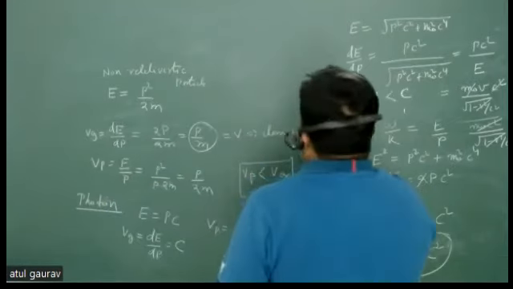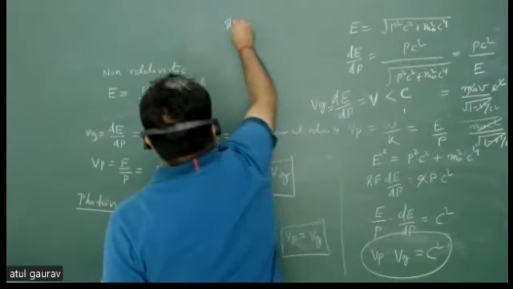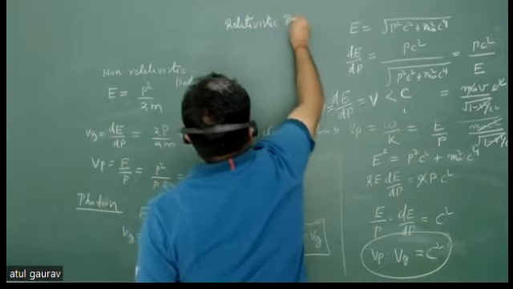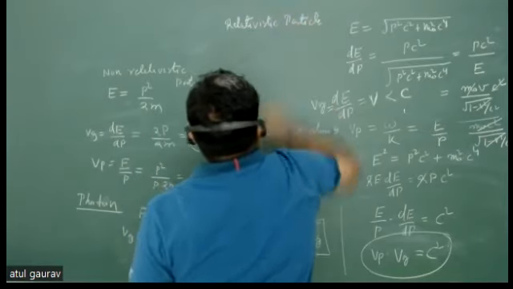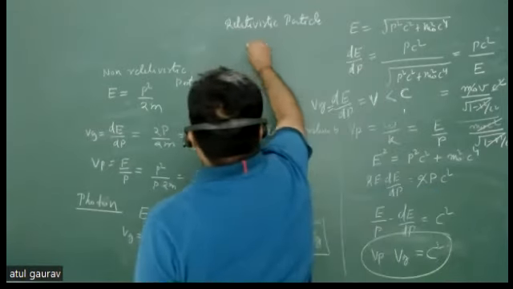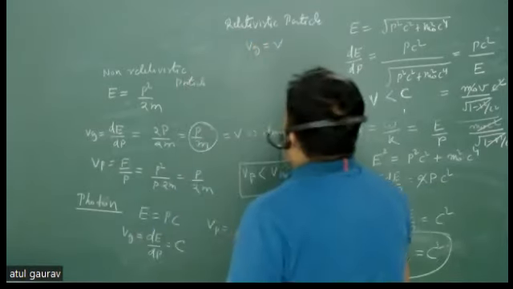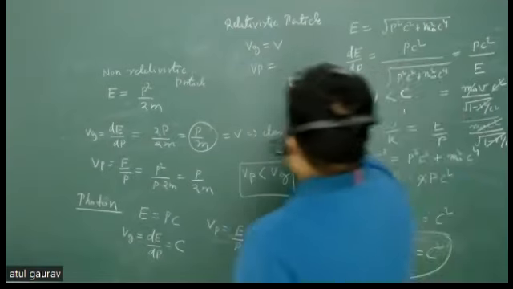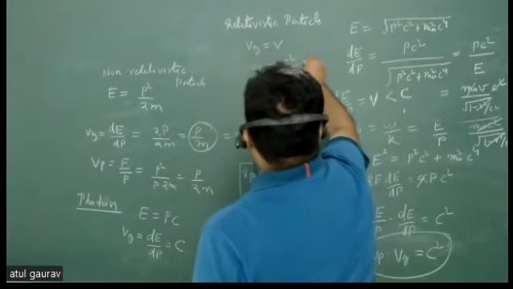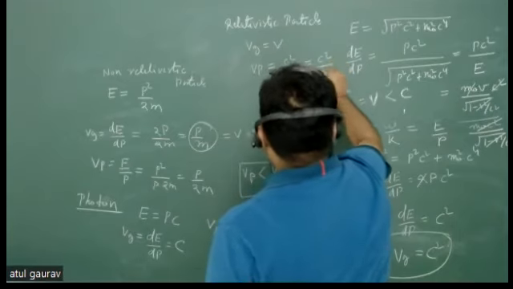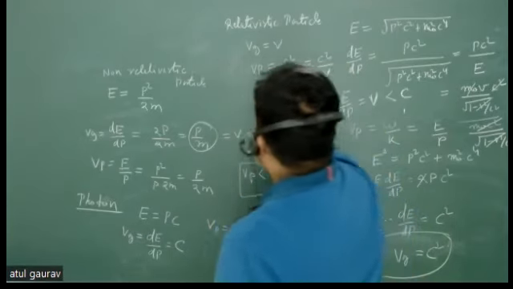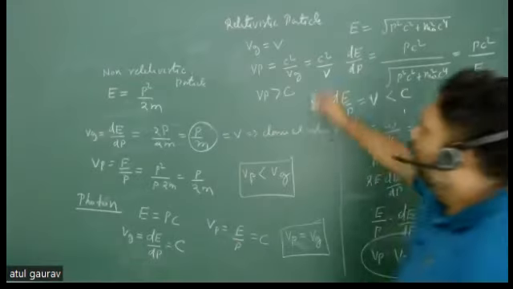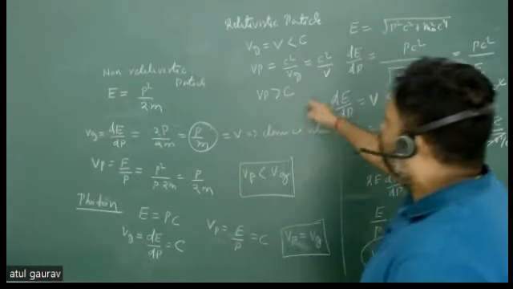Okay? For the relativistic particle, we have Vg equal to again the velocity of a particle. But what is your Vp? What is your Vp from here? That is C square upon Vg, and that is C square upon some velocity. And this V is less than C. So here, Vp is greater than C. Isn't it? This Vg is less than C, but the phase velocity is greater than C.